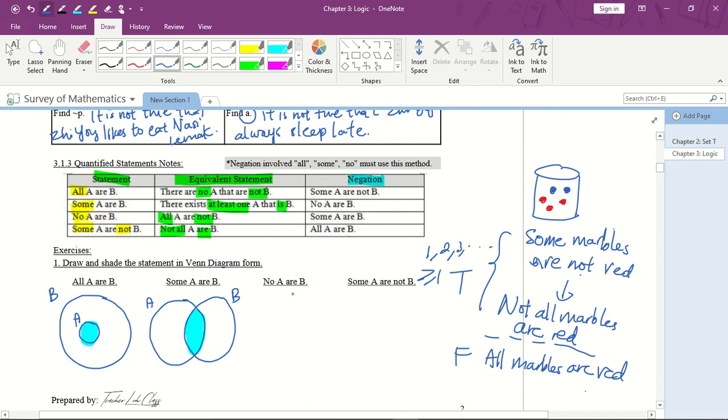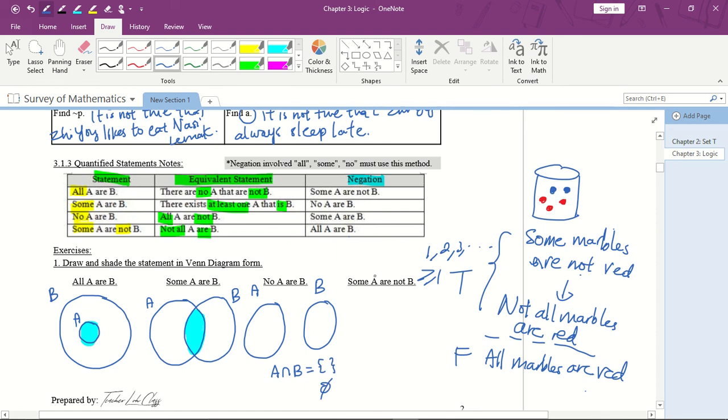Here is the next one: no A are B. The same idea applies, but remember it says no A are B, so it shouldn't have any intersection. You cannot draw it that way, you need to draw it this way: A and B with no intersection because no A are B, and there is no shaded part. For your information, it means that A intersect B is an empty set. You should know this from the previous chapter.